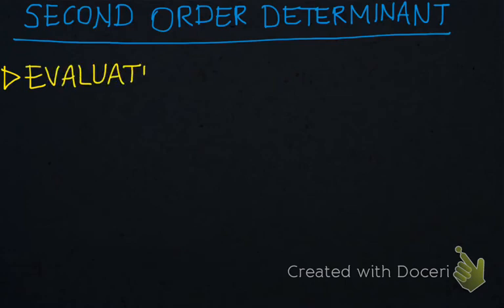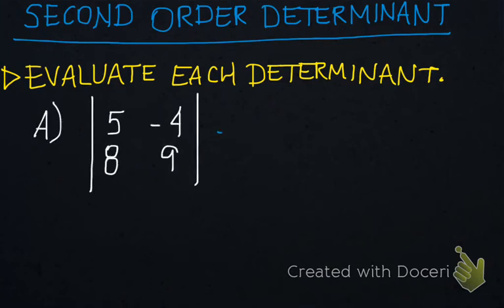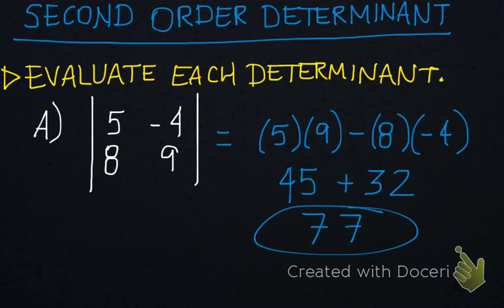So we're going to evaluate each determinant. Here's how we're going to do that. Just like I said earlier, we're going to go with A. Well, let me make it where we can see it. Okay. So just like I said earlier, we'll multiply our A and D values and subtract that from our B and C values. So 5 times 9 minus 8 times -4 gives us 45 plus 32. And then that gives us 77 as the value of our determinant for A. It's as simple as that.